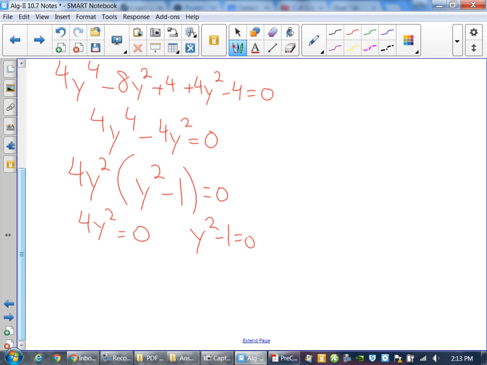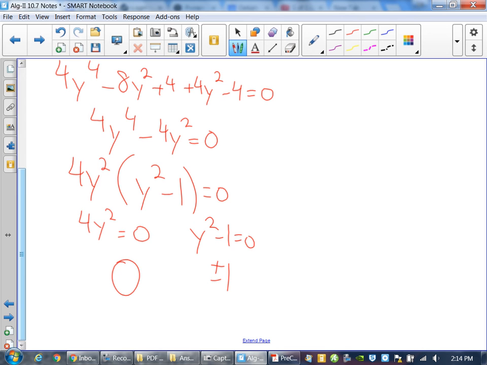Which means I have a 0 at 0. And I have a 0 at? Add 1, take the square root, so it'll be plus or minus 1. Okay? So that gives me 3 possible y values for the intersection of our ellipse and our parabola.